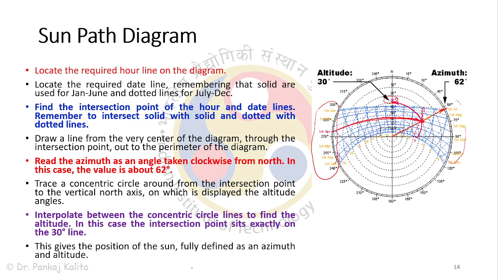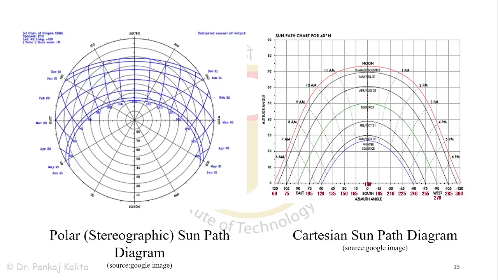Just to give you an example, if this is your sun path diagram, the perimeter of this circle has the azimuth angle, and the vertical line is your altitude angle. Your sun path diagram is the curves and the lines you see here. So we have two lines. It will be clearer if I explain in this diagram, the Cartesian sun path diagram. Basically, from the sun path diagram we get the altitude angle and the azimuth angle.